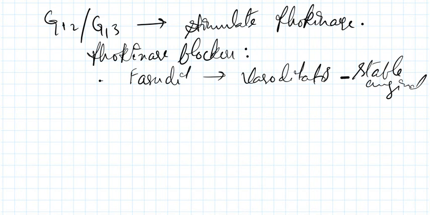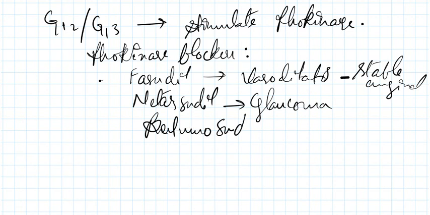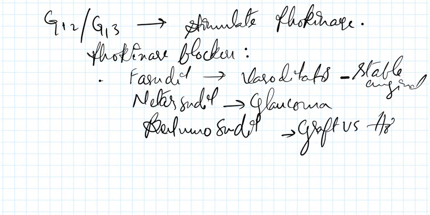Now one more Rho kinase blocker is netarsudil. This is also very important. Its mechanism of action is a potential NEET PG question. It is used in glaucoma. Netarsudil is a Rho kinase blocker used in glaucoma. Now belumosudil. This is one more Rho kinase blocker. What does belumosudil do? It is used in graft versus host reaction.